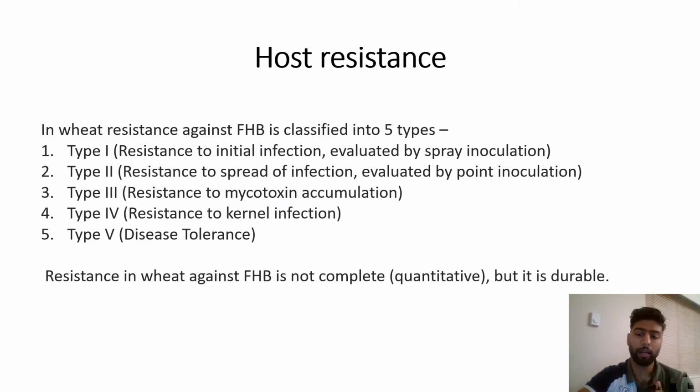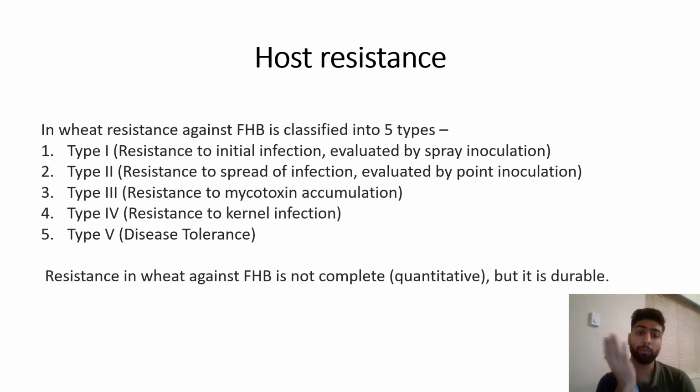Host resistance in wheat against FHB is basically classified into five main types: type 1, 2, 3, 4, and 5. Type 1 is basically the resistance to the initial contact your pathogen makes with your host, which is wheat in this case, and it's evaluated by spray inoculation. Type 2 is the resistance to spread of the pathogen. When it makes contact with your spike, its resistance to spread within the spike is type 2, and we evaluate it by point inoculation.